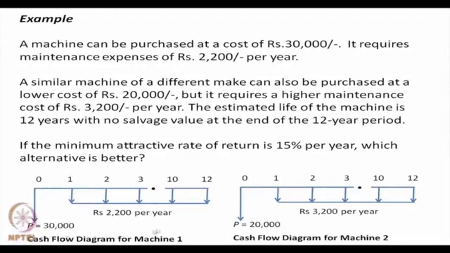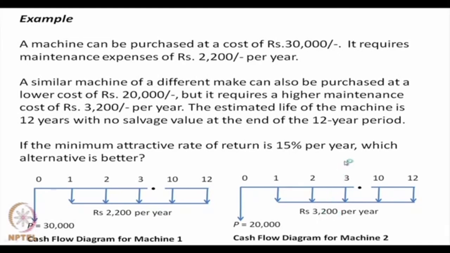The cash flow diagram is like this. These are all cases of payments, no receipts. The first payment is the purchase price of 30,000 rupees for machine 1 and the annual payments, or the annuity, is 2,200 rupees per year. This is for machine 2. The values are 20,000 and 3,200 per year.